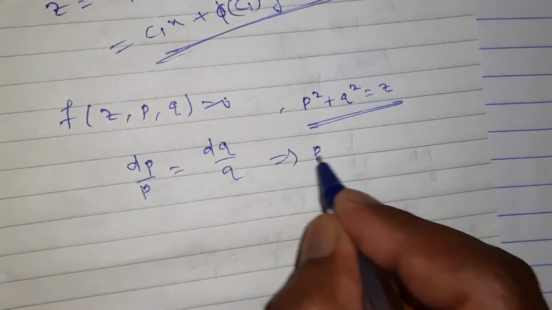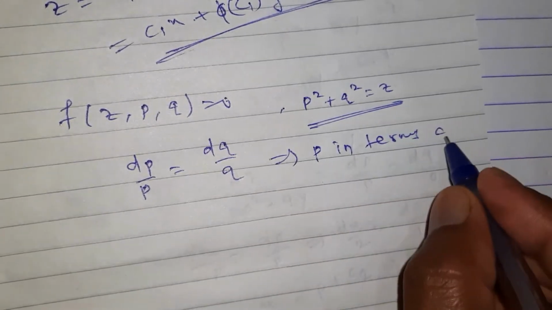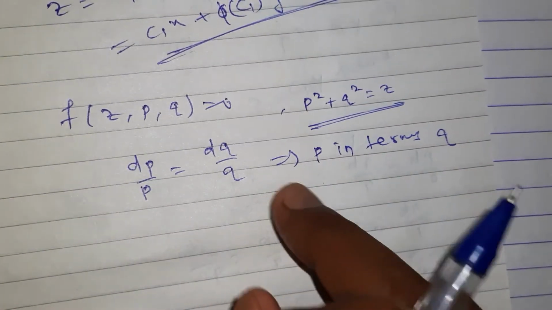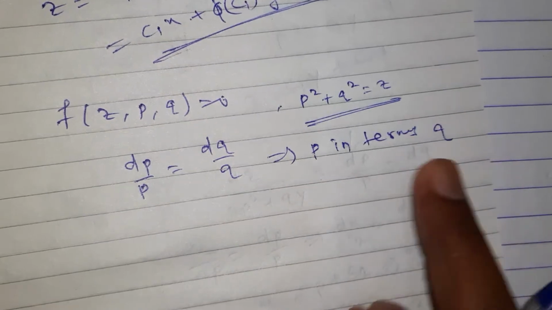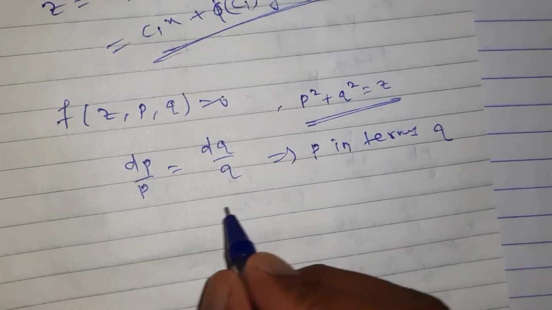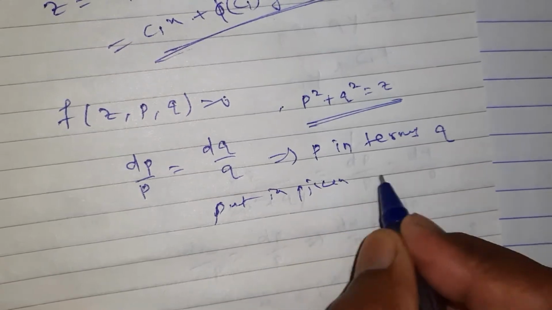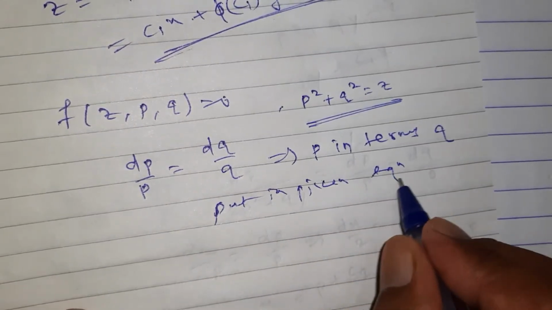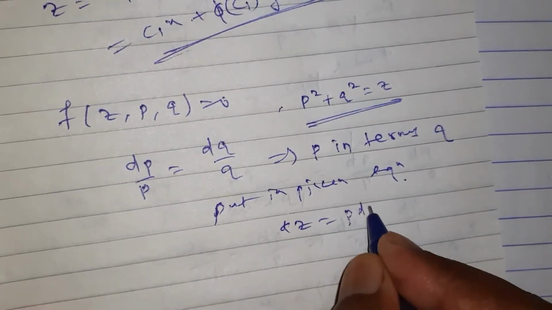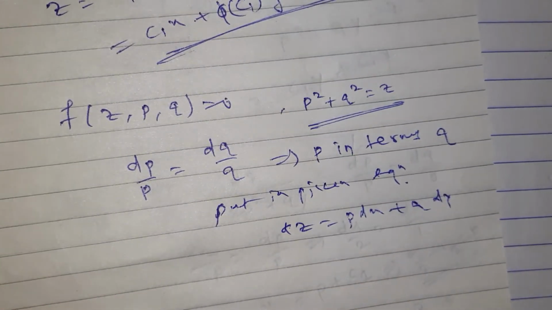So I can find p in terms of q, or q in terms of p. Understood? We substitute these values in our given equation. We put this value in the given equation, and using dz is equal to p dx plus q dy, we get our answer. Understood it?